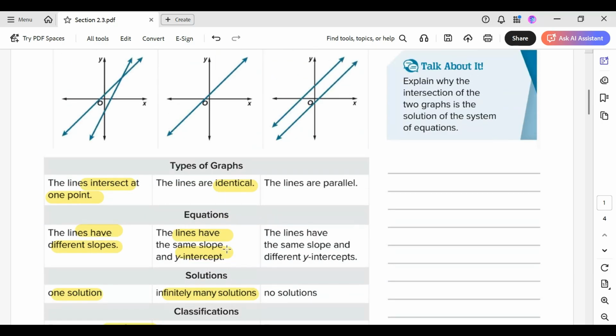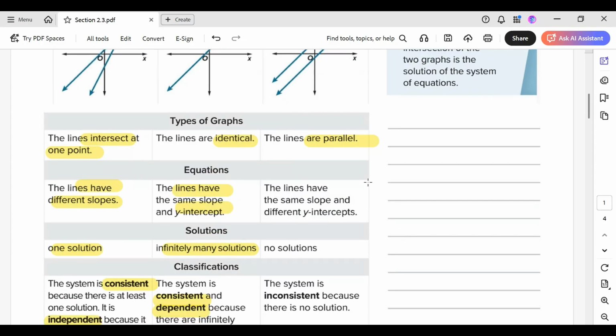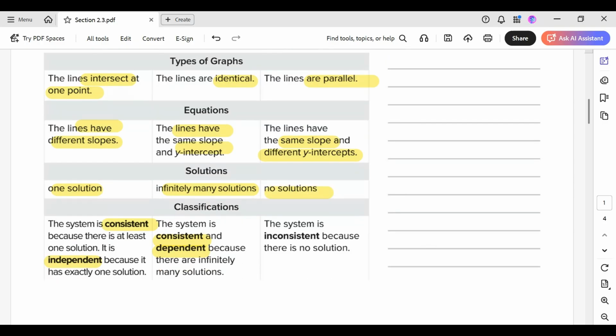The third type of graph we have, the lines are running parallel to each other. What that means is they have the same slope, but different y-intercepts. There's going to be no solution because they will never cross each other. And these types of graphs are known as an inconsistent system.